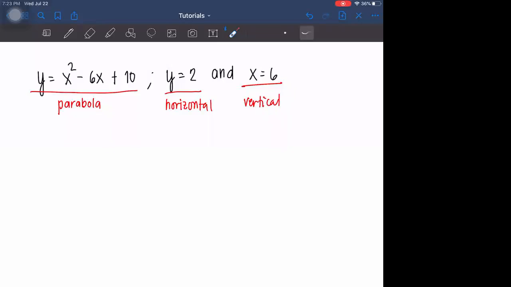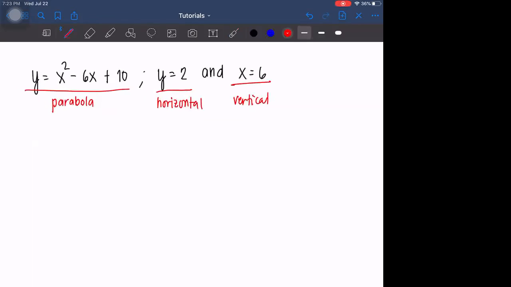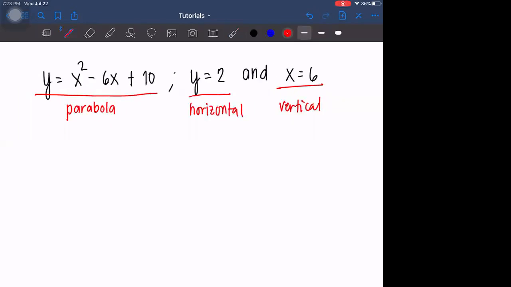But anyways, this is bridging, remember? We can change this to x squared minus 6x, if we write the general form, plus y, or this is minus y plus 10 equals 0. That is the general equation.